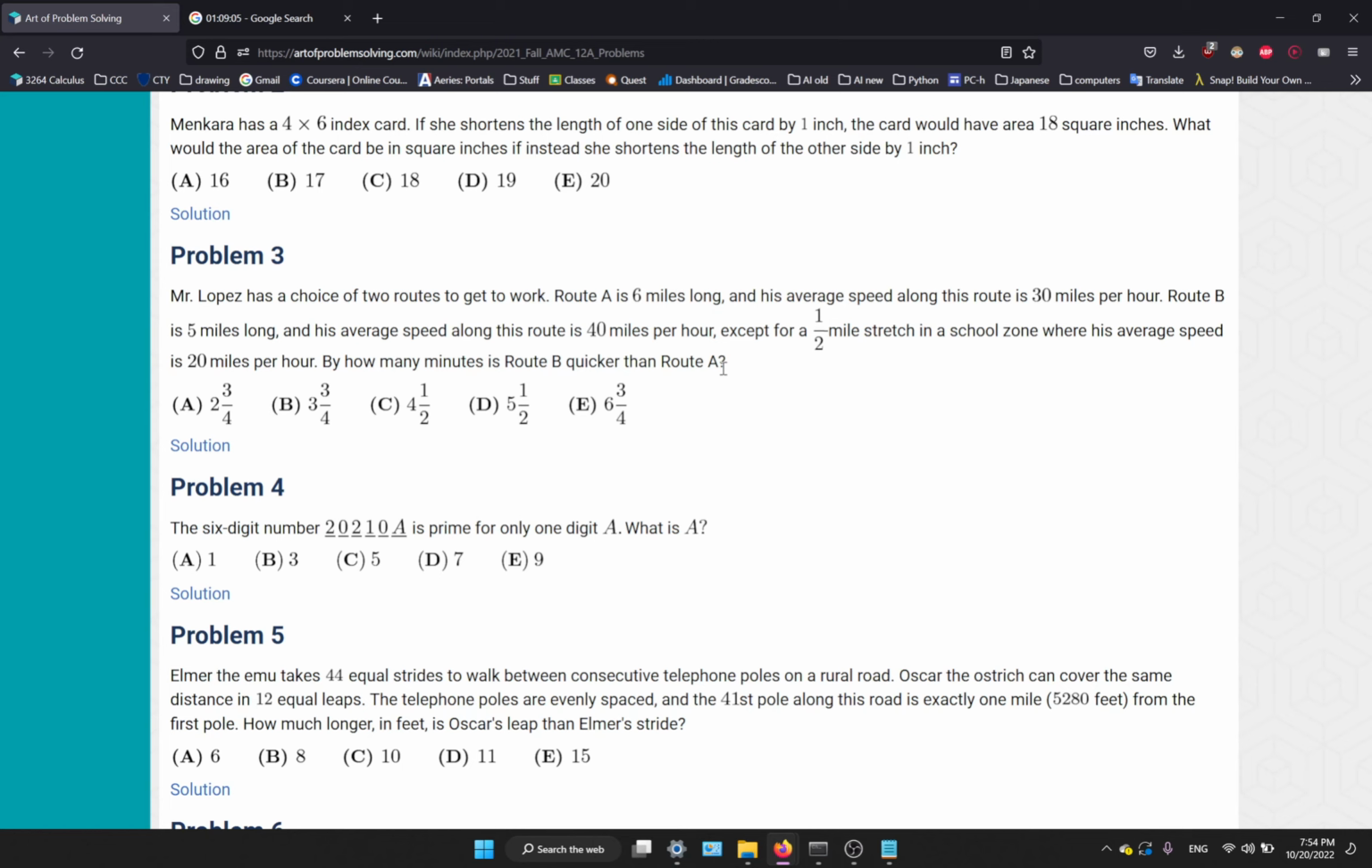Now let's find Route B. We're going to have to do this as two different parts. We can call these B1 and B2. B1 equals the distance, 4.5 miles, which I'm going to express as 9/2, over the speed, which is 40. So what's 9/2 over 40? It's just 9/80. Yeah, exactly.